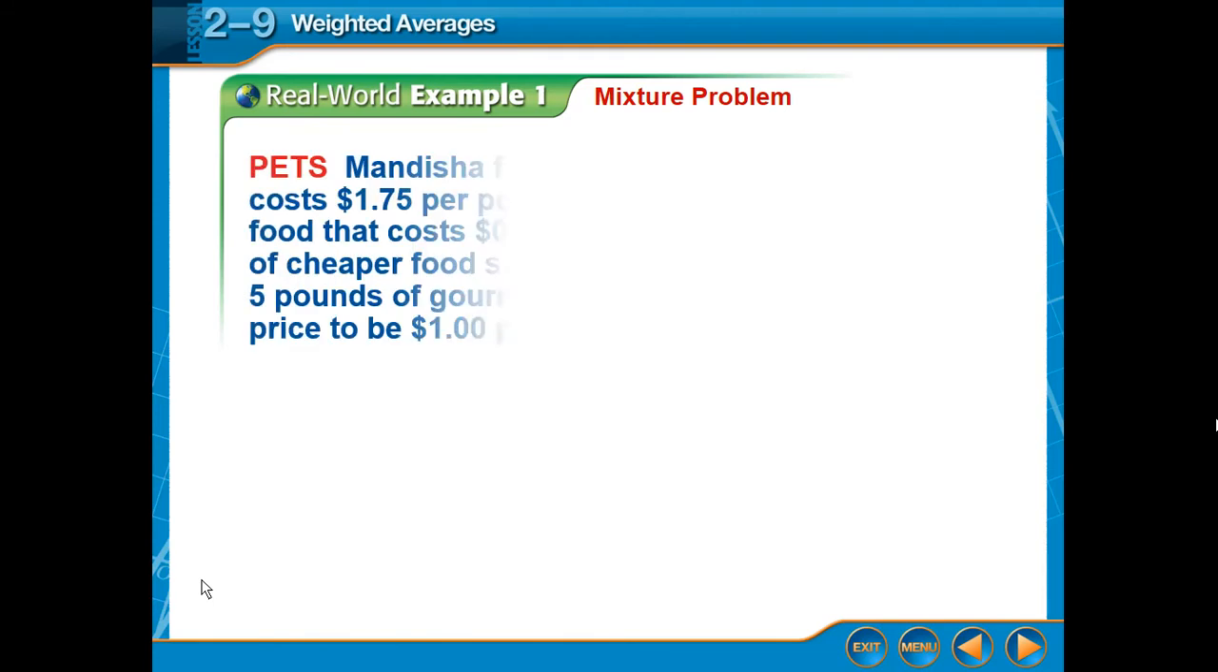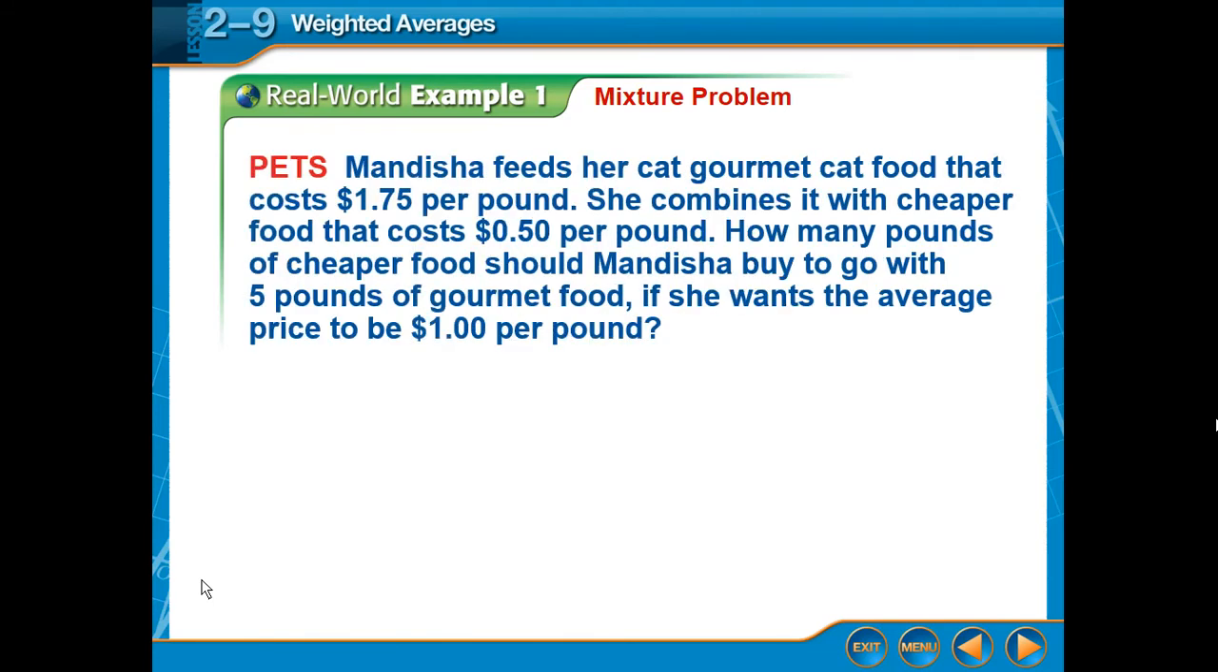So our problem is this. Mandisha feeds her cat gourmet cat food that costs $1.75 per pound. She combines it with a cheaper food that costs $0.50 per pound. How many pounds of cheaper food should Mandisha buy to go with 5 pounds of gourmet food if she wants the average price to be $1 per pound?